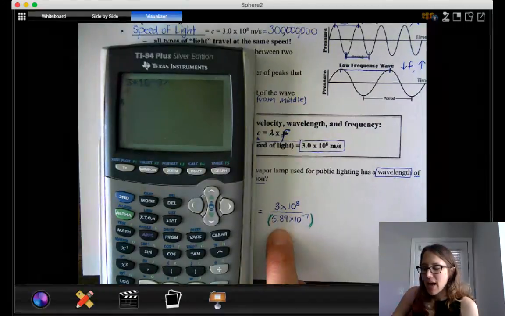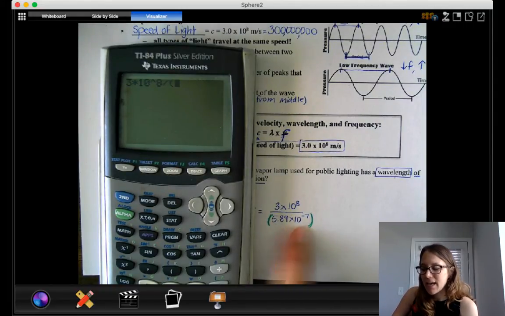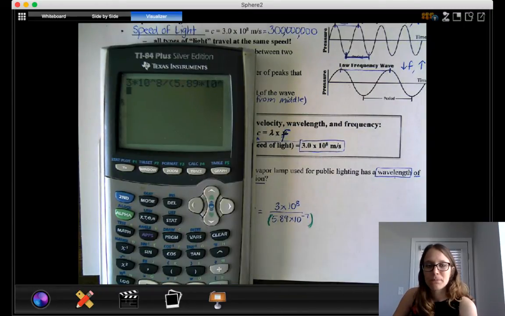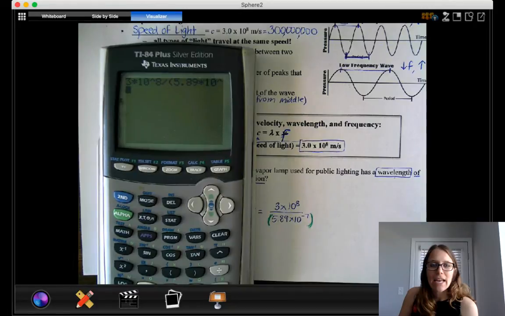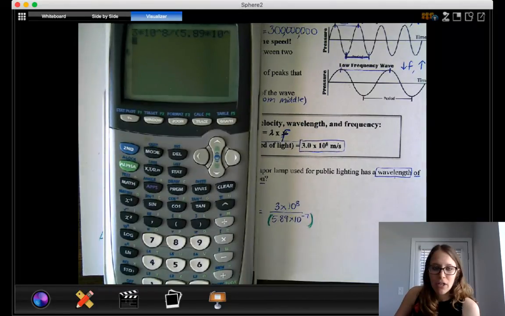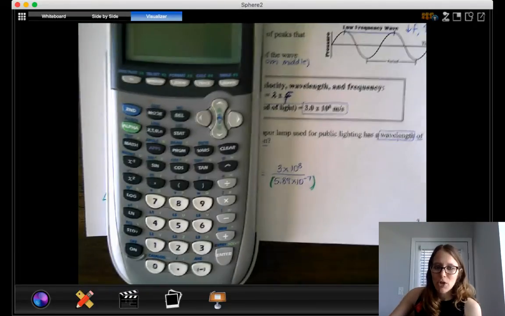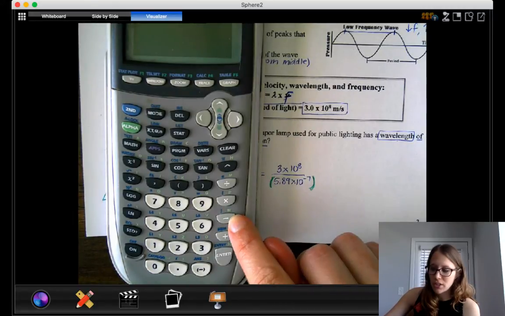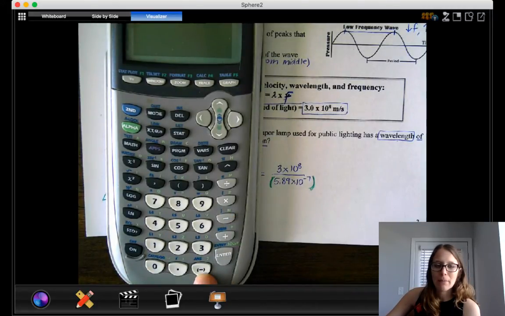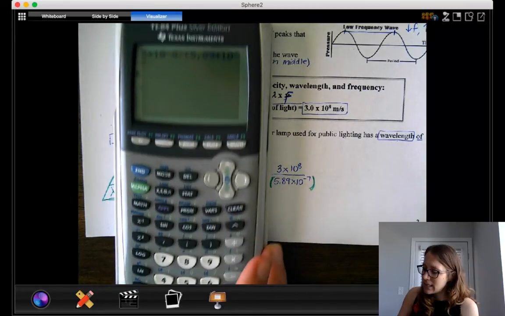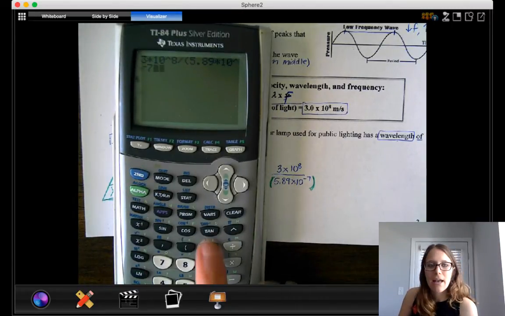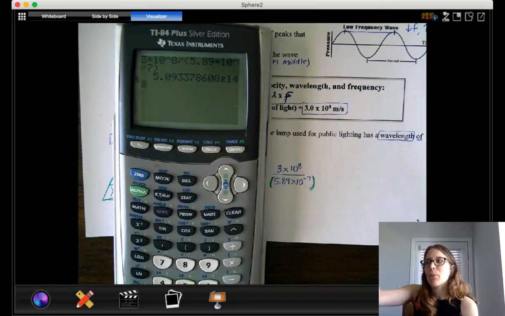And then again, divide by this bottom part. Because it has an exponent, we have to have parentheses around that. Okay? So 5.89 times 10 to the power of, your negative sign is not the subtraction sign, so this means subtraction. Negative sign should be at the bottom. It's typically in parentheses on your calculator. So I'm going to use that, 10 to the negative 7th, and then end my parentheses, and we'll get our answer.